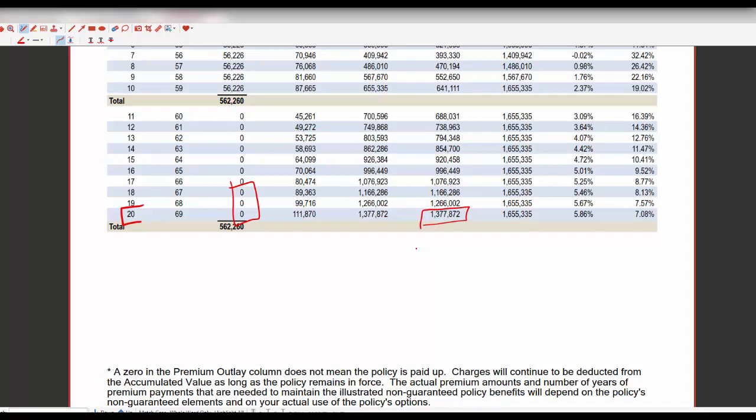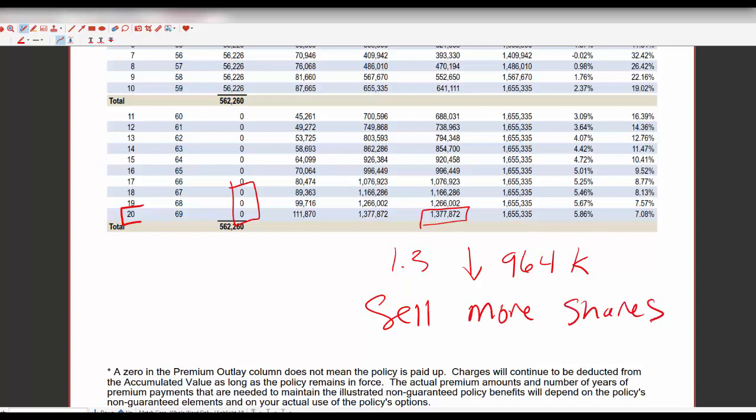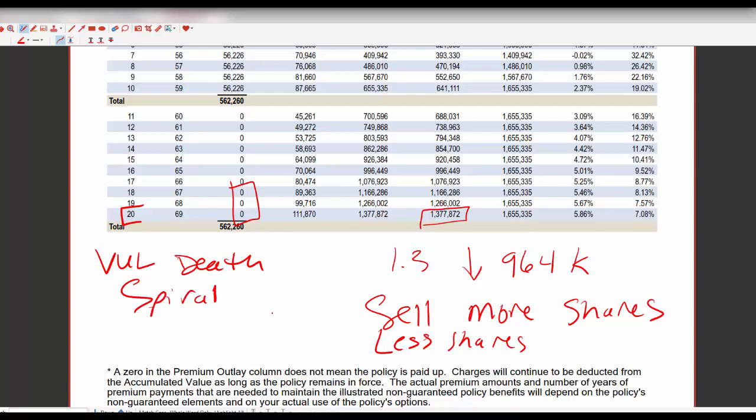Well, if your cash account just went from 1.3 million down to $964,000, guess what? You have to sell more shares in order to cover the fees associated with the life insurance in this particular year. And then when the market rebounds, you have less shares participating in the market, catching the rebound. And I like to call that the VUL death spiral because it starts to get out of control really quickly. Now let's slow down.